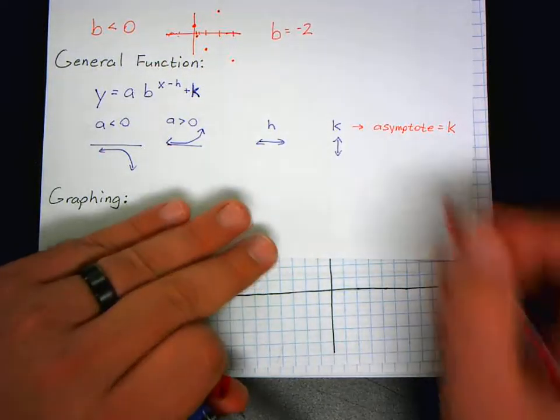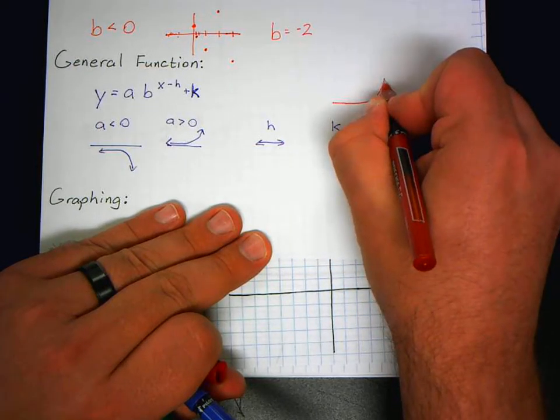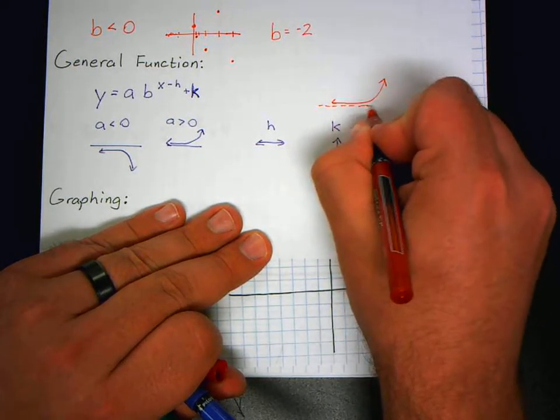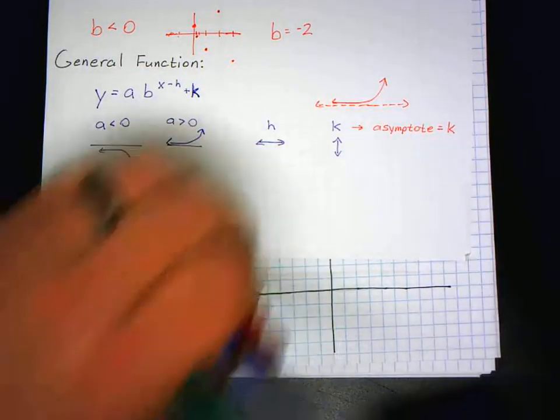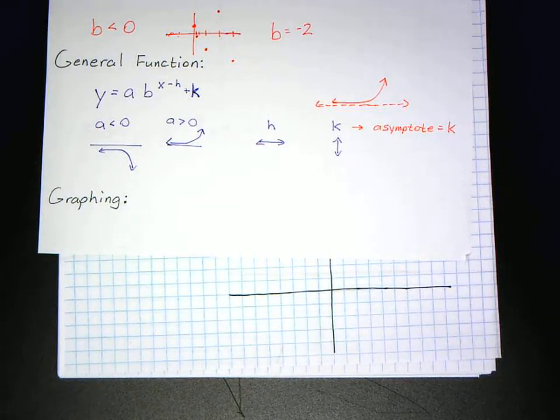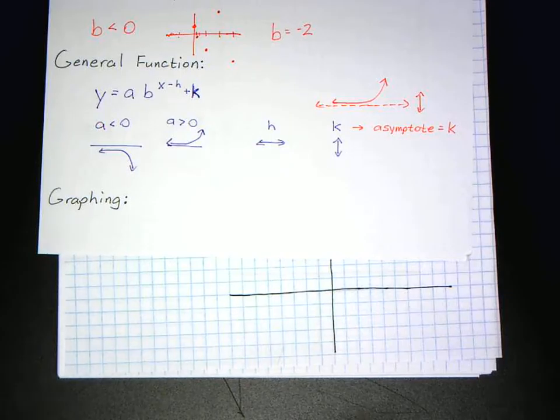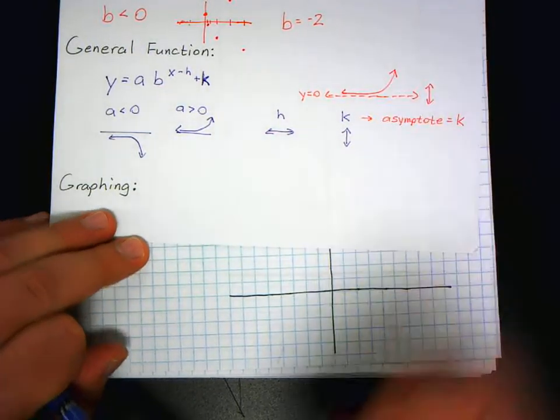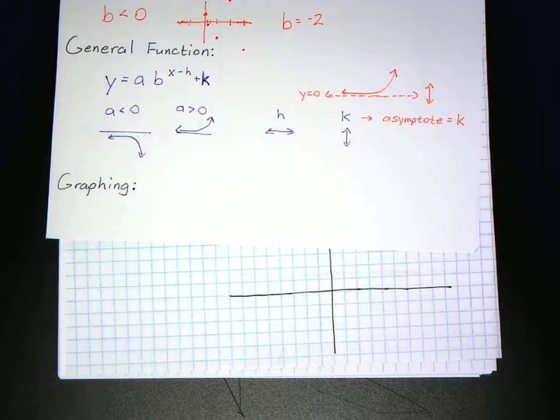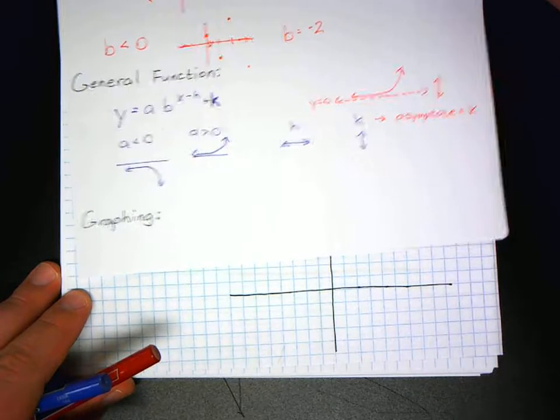You have a horizontal asymptote. Since our graph goes like this, it follows a horizontal asymptote right here. So since K shifts you up and down, it takes that horizontal asymptote and shifts it up and down. Well, your original horizontal asymptote is at y equals 0. So whenever you shift that up and down, that's going to be equal to K. So if you shift your graph up 3, then your new horizontal asymptote is going to be at y equals 3. So I'll show you all that whenever we get to the graphing.